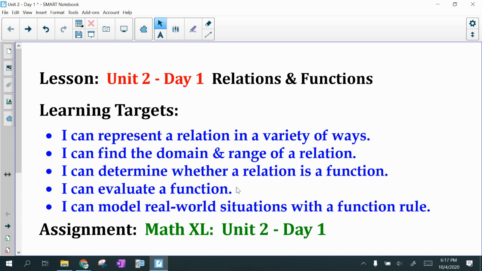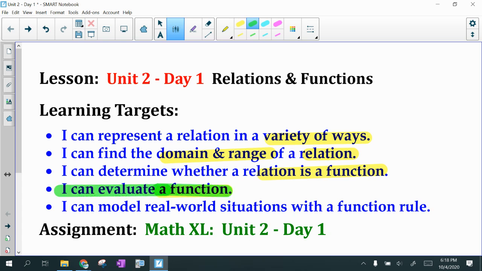We're going to be talking about presentations and how you can display data in a variety of ways: domain and range of a relation, whether a relation is a function, evaluating functions, and modeling real-life situations with a function rule. I need to tell you right now that evaluating a function is the one that I would emphasize. This is one that's going to carry over for a couple of years, and you have to make sure that you're comfortable doing it.